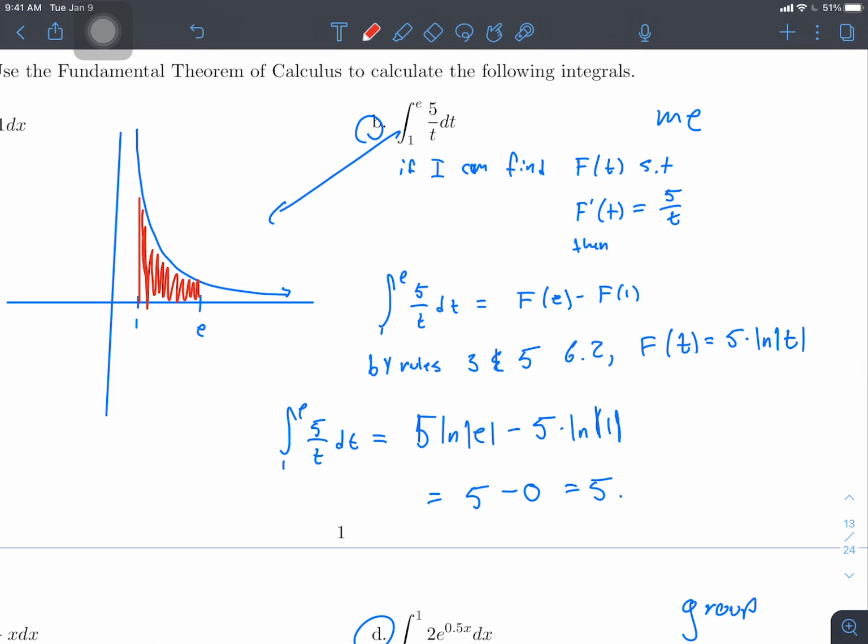And if I saw this for the first time, I'd be like, what? How is that area 5? How do you do that? Well, we just learned this really powerful technique that says whatever the function is, as long as you can find an antiderivative of that function, which we have just discussed how to do for a handful of functions, I just plug in e, and I plug in 1, and I subtract.